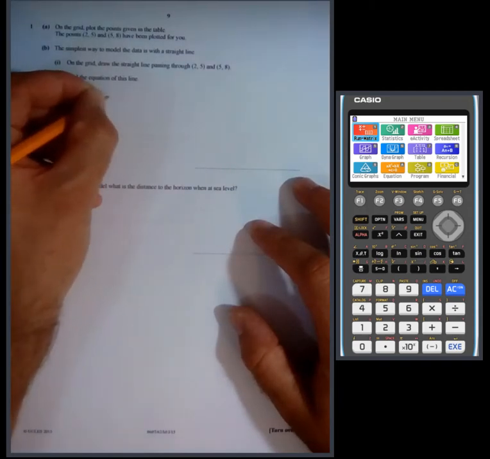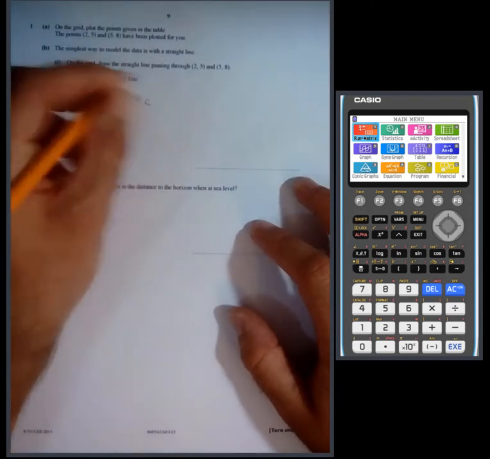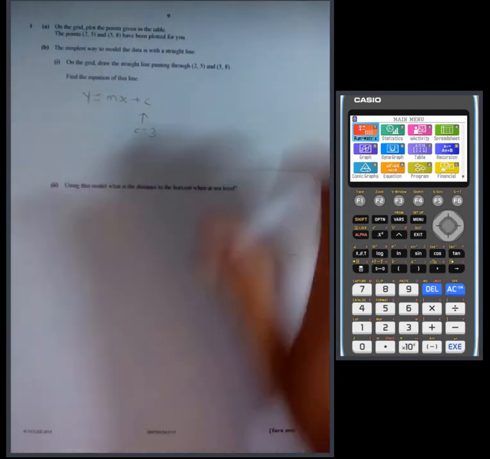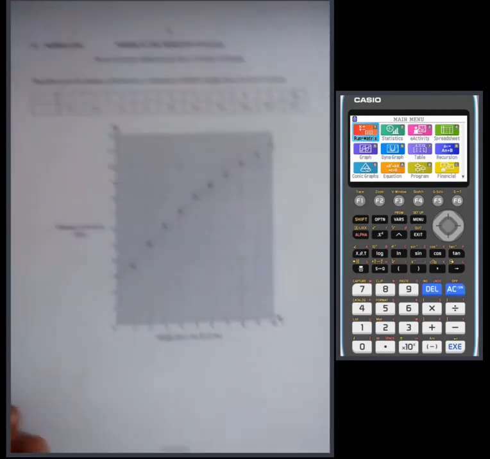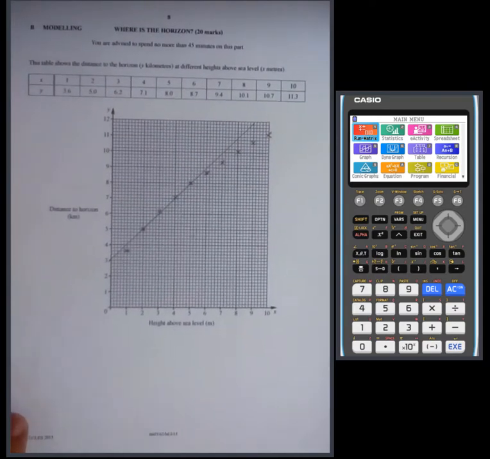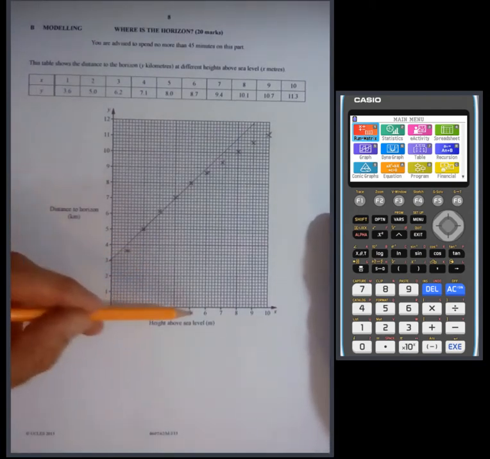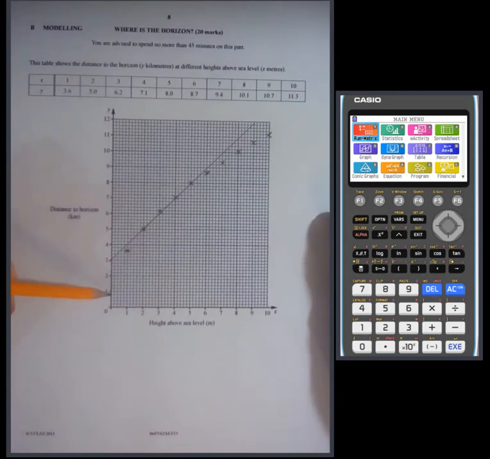So I'm just going to write y equals mx plus c. I know that c equals 3 because that's the y-intercept. So then I just need the gradient, right? So think of gradient. Well, it's y step over x step. But really, if you can find an x step of 1, if you look at these scales, it's just 1, 1, 1. It's just every major square is just 1 on both axes.